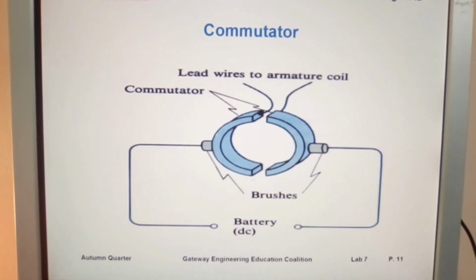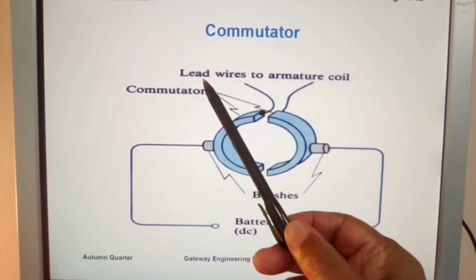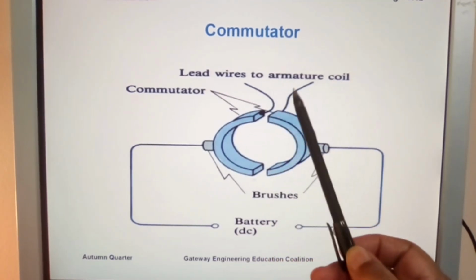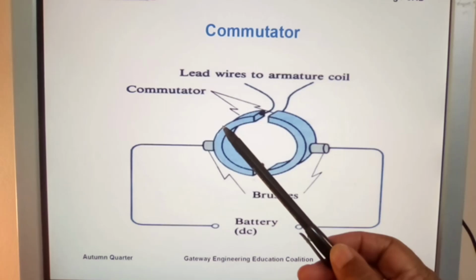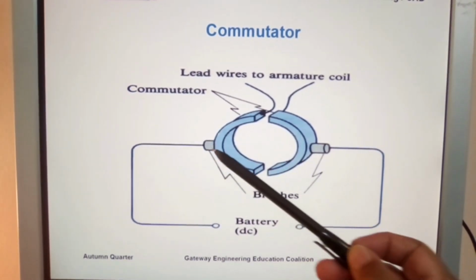And here we have simply moved away the motor itself and left us with the commutator. These are the wires going to the armature coil, the commutator. These would be your commutator. Here are your brushes.